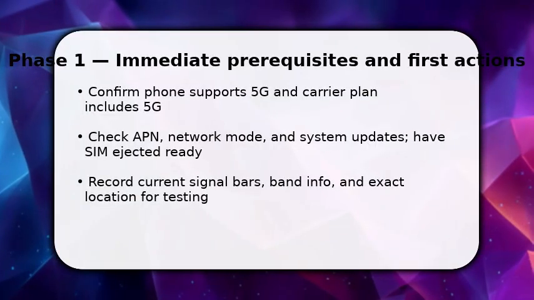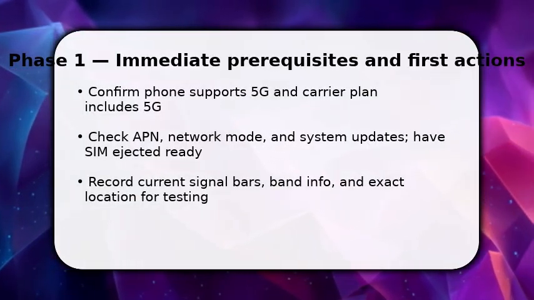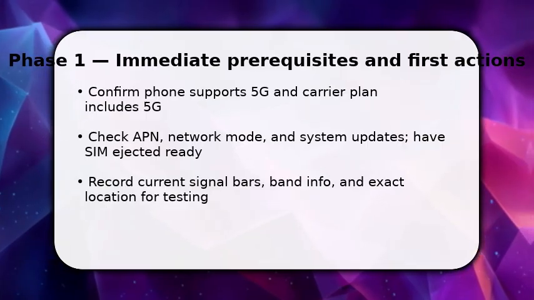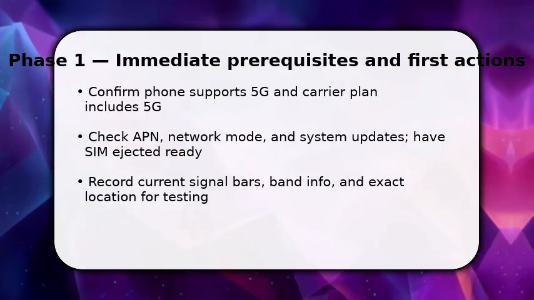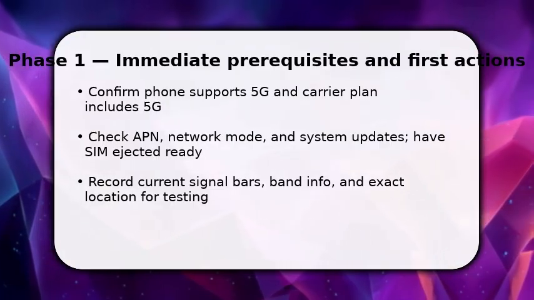You start by confirming the essentials. Your phone supports the carrier's 5G bands and your plan includes 5G. Next, make sure system software and carrier settings are up to date because outdated firmware often hides bands.